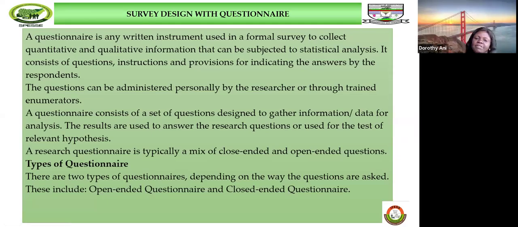It's a written instrument that is used to collect data or information that will be subjected to analysis. And what is it made of? There are questions inside, there is instruction, because sometimes you have to instruct your respondents. You can tick, or you can provide, or elaborate. You can just give them instructions on what to do at each of the questions you have raised.